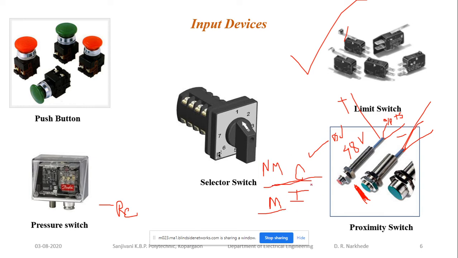Such as, for example, if I want to detect metal, okay, so for detecting any metal you can go for the inductive. But if I want to detect, say, wood, or say books, or if I want to detect plastic, so in that case my inductive proximity switch cannot be used. I have to go for the capacitive proximity switches. So a capacitive proximity switch can detect metallic as well as non-metallic objects, and an inductive proximity switch can detect only metallic objects.